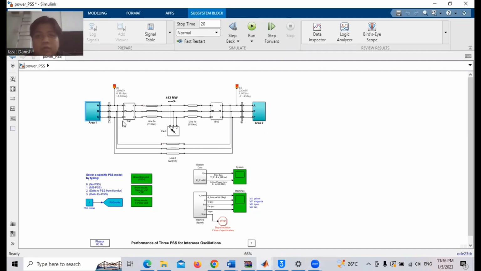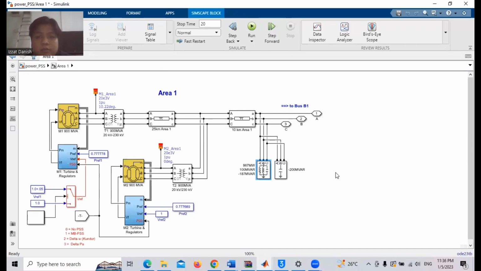So here is the lab. For exercise 1, we will simulate increment and decrement at bus 7. Here is the model of the PSS from Simulink, and this is area 1. You can see the area 1 here. This is bus 7.